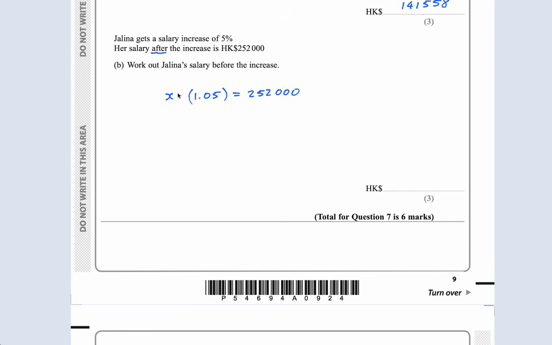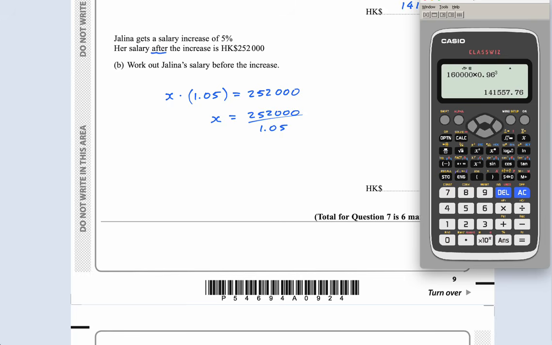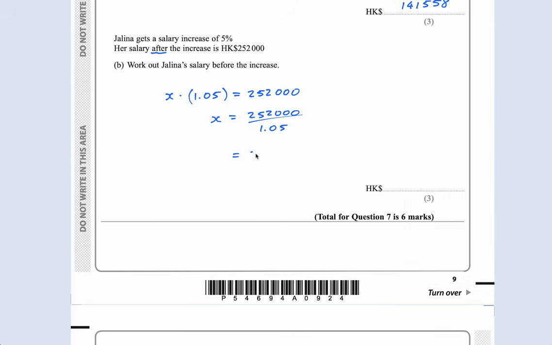Well, all I need to do now is divide this by this. So X is equal to 252,000 divided by 1.05. And that gives me 240,000. Does that make sense in context?